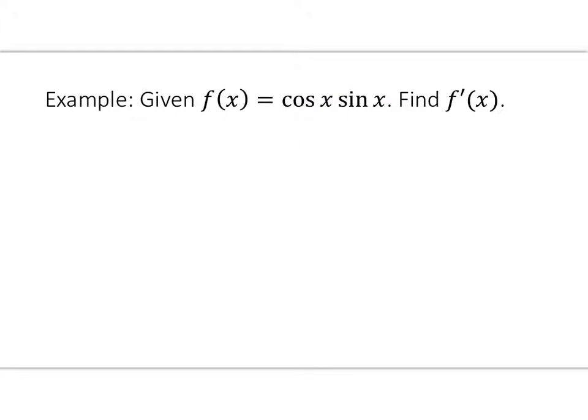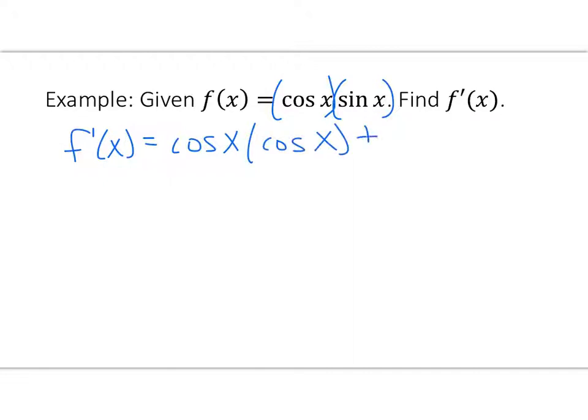All right, so another example. f of x equals cosine x sine x. We want to find f prime of x, find our derivative. Again, this is a product, cosine x times sine x, so I'm going to use my product rule. f prime of x is equal to the first, cosine x, times the derivative of the second, the derivative of sine x is cosine x, plus the second, sine x, times the derivative of the first. The derivative of cosine x is negative sine x.